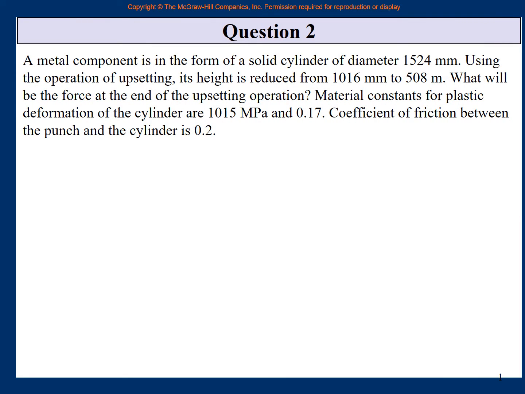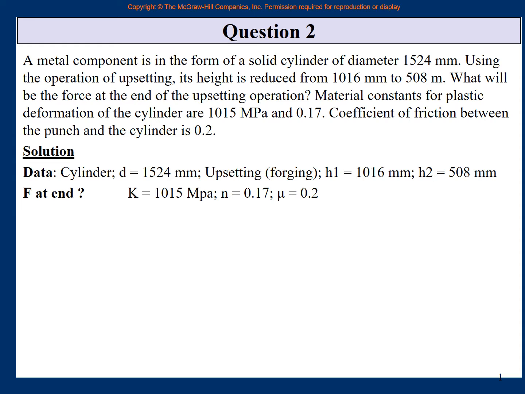We have already read out the problem to you. We have discussed the data, right? So all this is given and the force at the end is to be known. I always tell you that the best way is to start at the end, that if force is to be found, then what is the formula for the force in upsetting or forging, simple forging, and then go back from there.